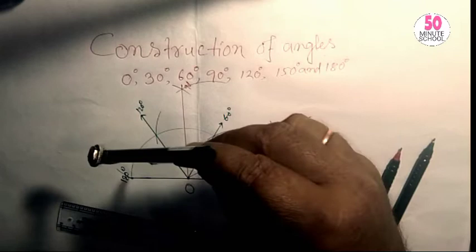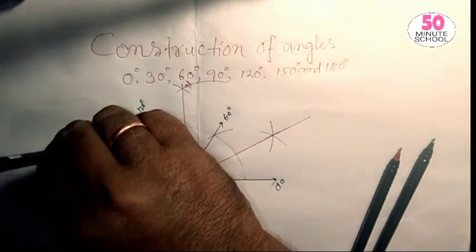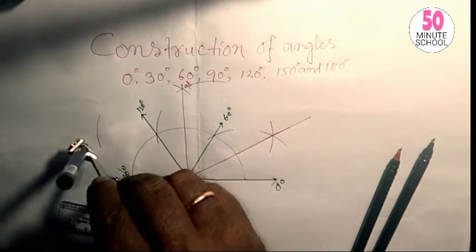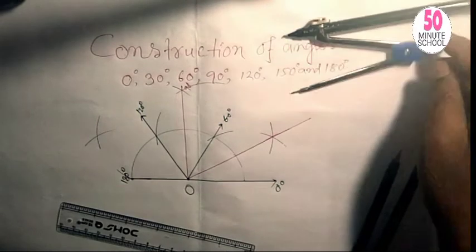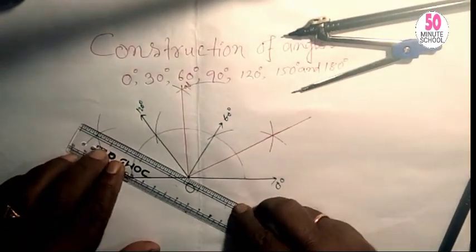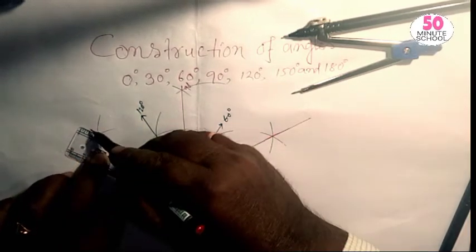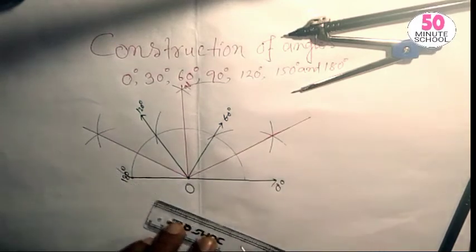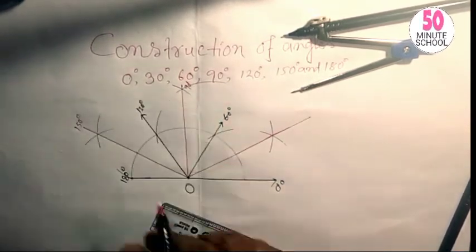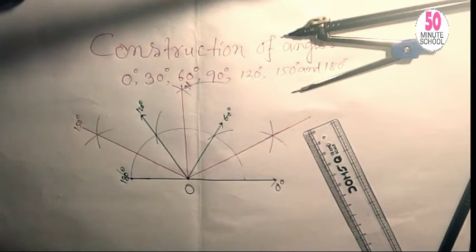And 120 degree and 180 bisect. Join this ray, called 150 degree, and it is 180 degree.